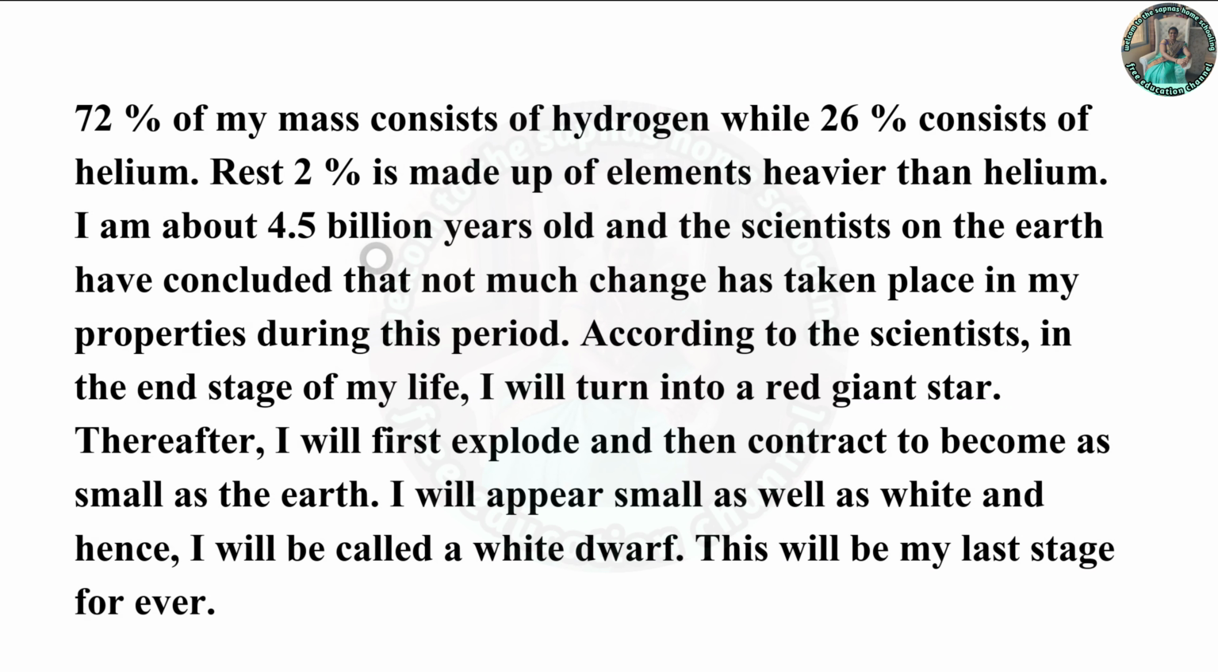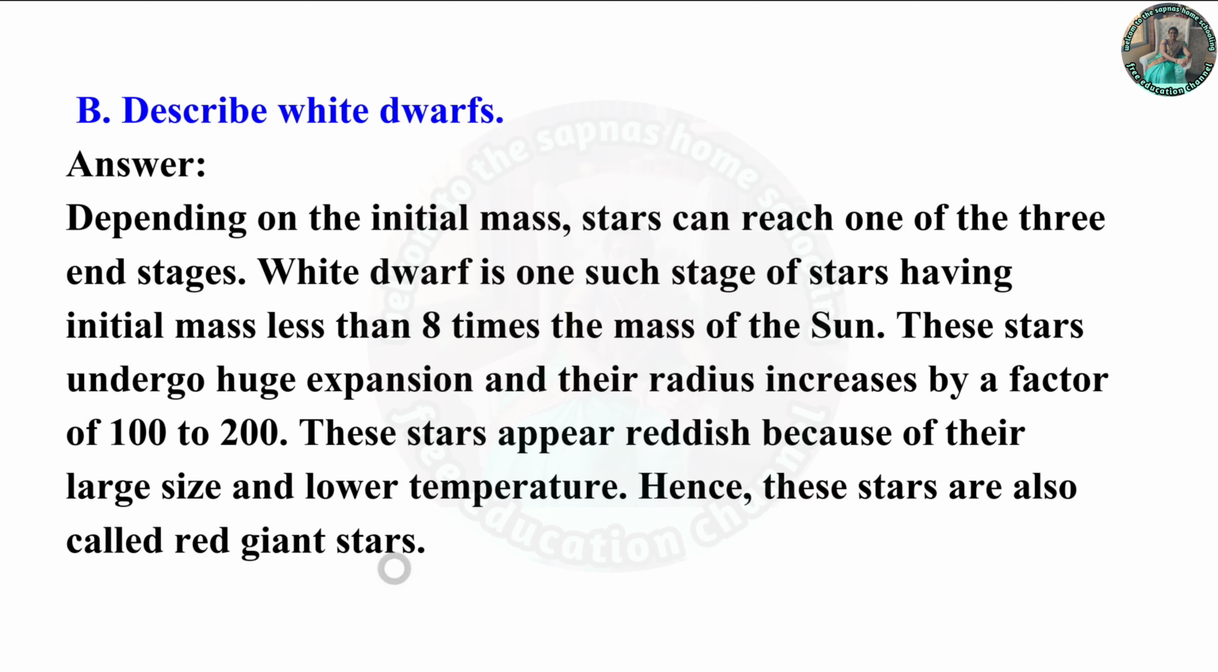I am about 4.5 billion years old, and the scientists on the earth have concluded that not much change has taken place in my properties during this period. According to the scientists, in the end stage of my life, I will turn into a red giant star. Thereafter, I will first explode and then contract to become as small as the earth. I will appear small as well as white, and hence I will be called a white dwarf. This will be my last stage forever.